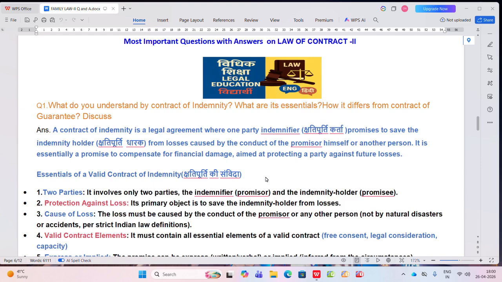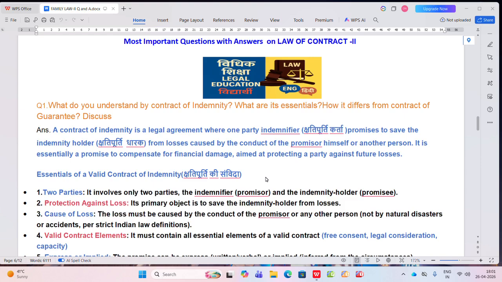Now, what are the essential conditions of contract of indemnity? Two parties. It involves only two parties: the indemnifier promisor and the indemnity holder promisee. Protection against loss. Its primary objective is to save the indemnity holder from losses. अगर इंडेमनिटी होल्डर को लॉस हो रहा है, पहले जिसका कॉन्ट्रैक्ट है, किसी वजह से, तो जो इंडेमनिफायर है प्रॉमिसर है वो उसको प्रोटेक्ट करता है. Protection against loss. Cause of loss. The loss must be caused by the conduct of the promisor or any other person.